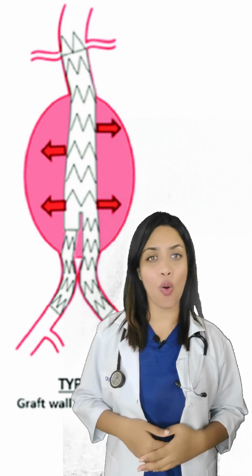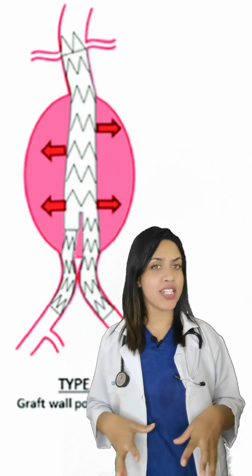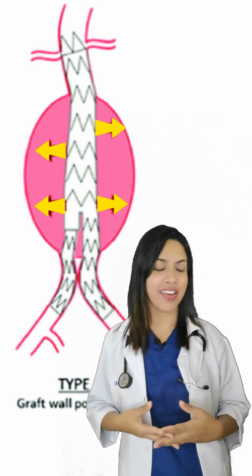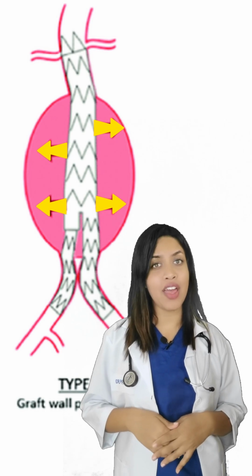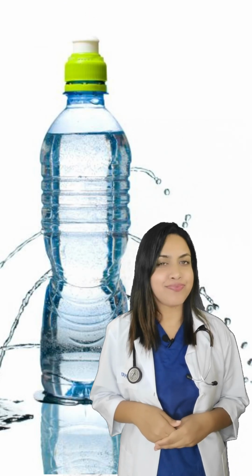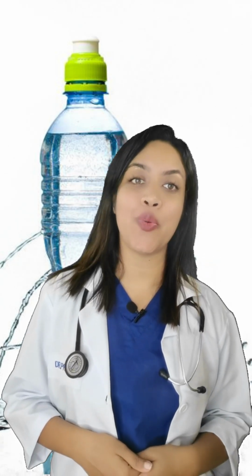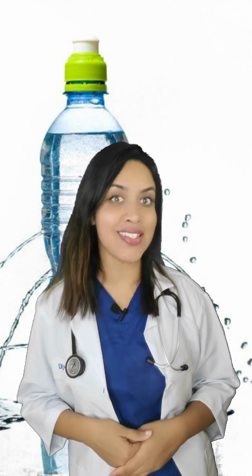Type 4 endoleak occurs due to the porosity or the holes of the graft material itself, allowing blood to seep through the graft wall into the aneurysm sac. It's like water seeping through a porous container. Type 4 endoleaks are rare and typically associated with certain types of graft materials only.